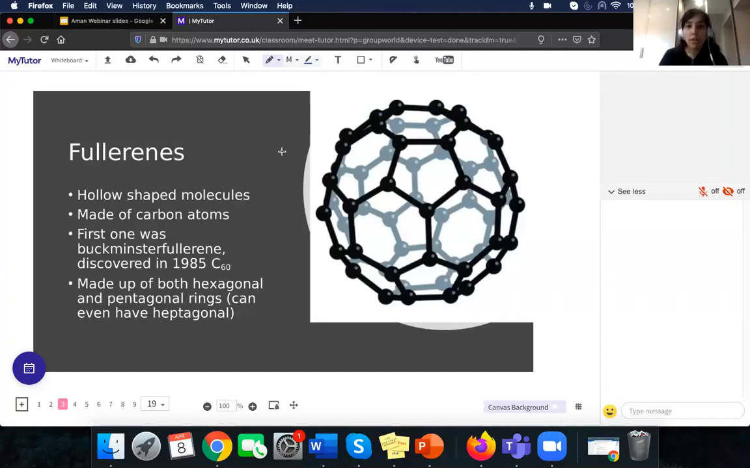So this one here is the most famous one. It was the first one discovered. It's called Buckminster fullerene. It's made of 60 carbon atoms, only carbon. Therefore, it's an element. Even though they're all bonded together, it is an element. It's only made of carbon atoms.